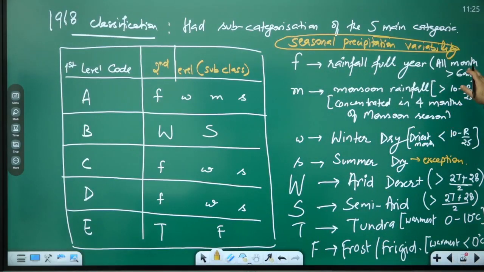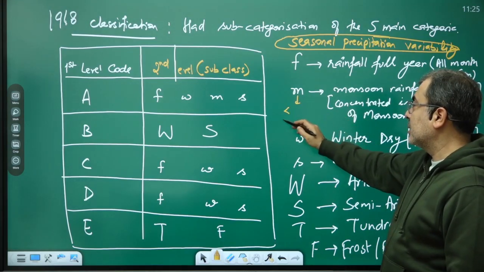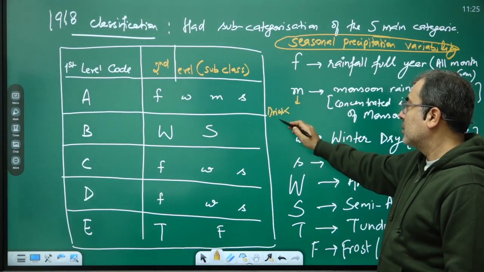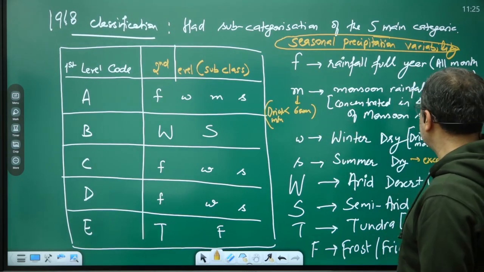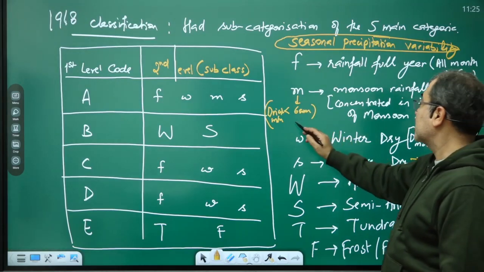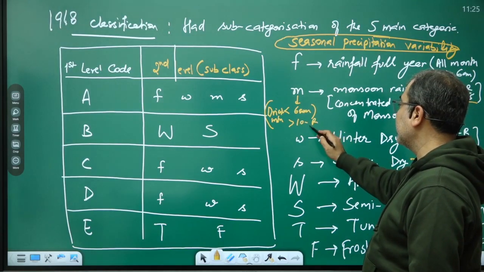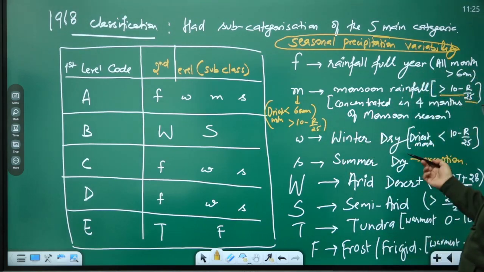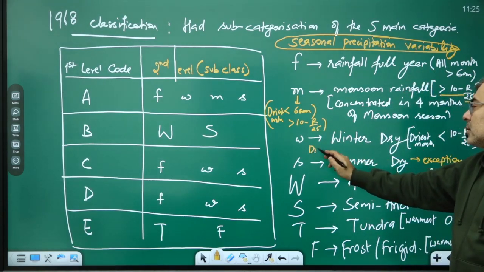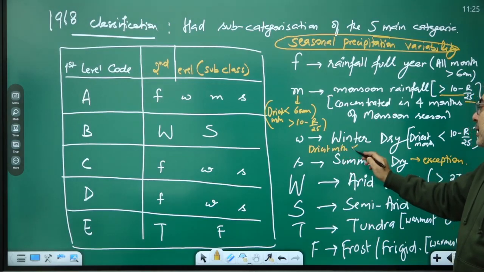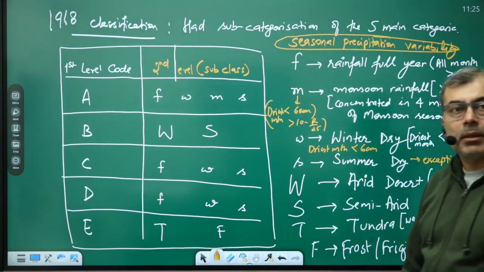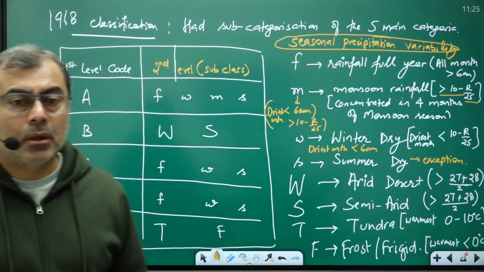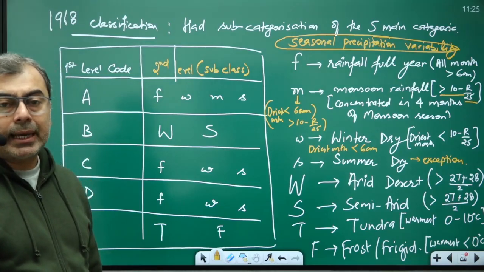Here we will write all months above 6 centimeter. What is in this? Less than driest month is less than 6 centimeter. So it is not F, but driest month is more than 10 minus r by 25. In this, what is there? So driest month is, again, driest month is less than 6 centimeter and it is less than 10 minus r by 25. Okay, and in W, W is arid.